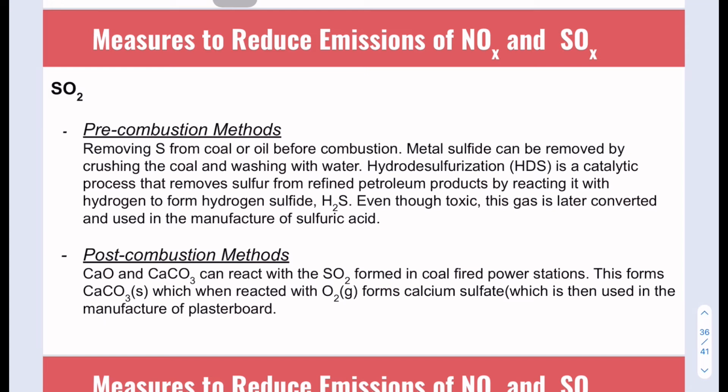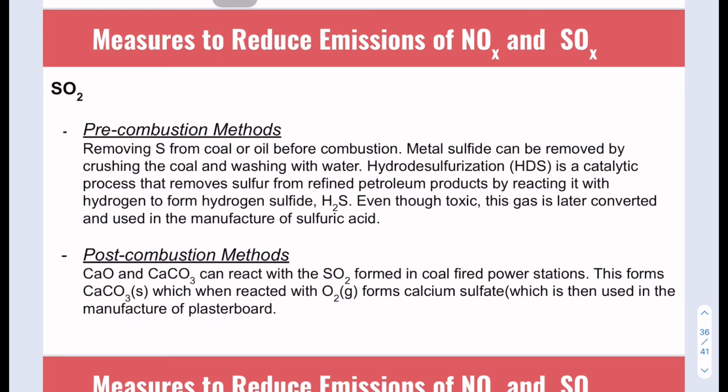Okay, so because this is a global problem, of course, global leaders have come together to try and see what can be done in order to reduce the emission of these dangerous oxides, more commonly the oxides of nitrogen and sulfur. Okay, so there are different ways that can be done.